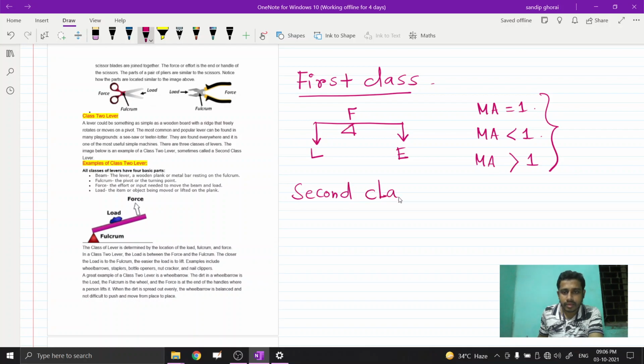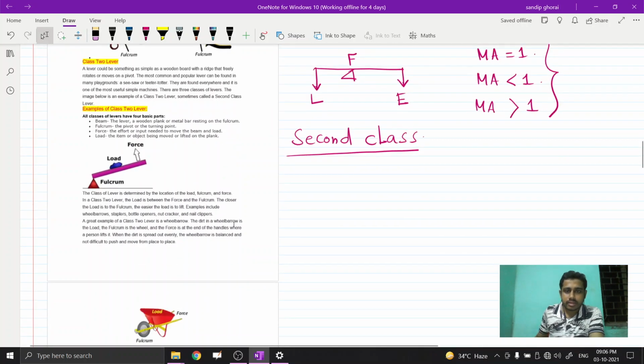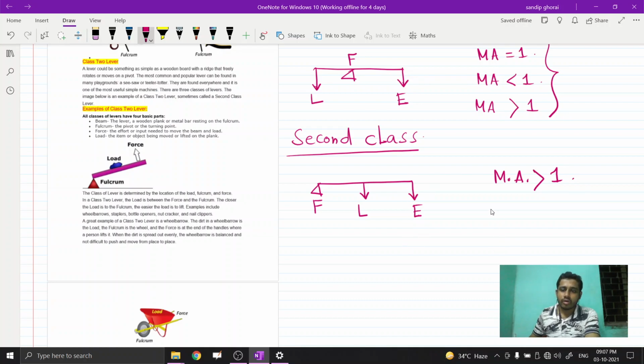For second class lever, the basic block diagram is like this. Fulcrum is situated at one end, load is applied in the middle, and at the other end effort is applied. In this case mechanical advantage is always greater than 1, because the effort arm is always greater than the load arm.